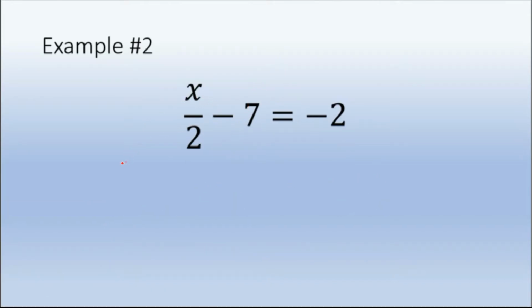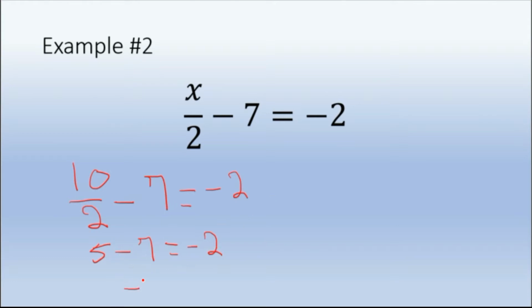So our x was 10. We have 10 divided by 2 minus 7 equals negative 2. Okay, so using our PEMDAS rules, we're going to do division first. 10 divided by 2 is 5. Bring down this negative 7 equals negative 2. 5 minus 7 equals negative 2. And these match, so we know we did it right.